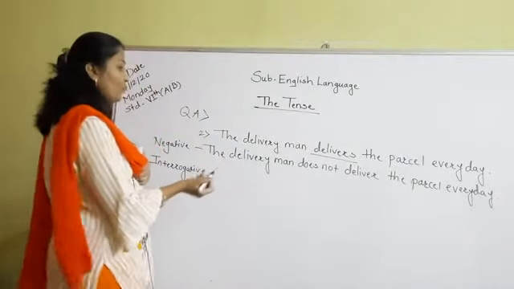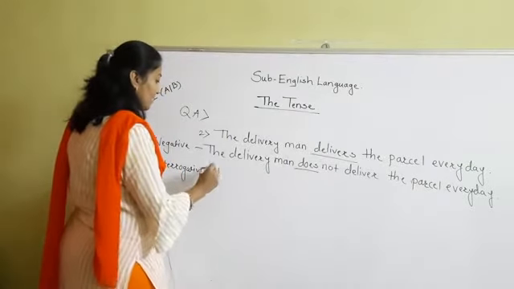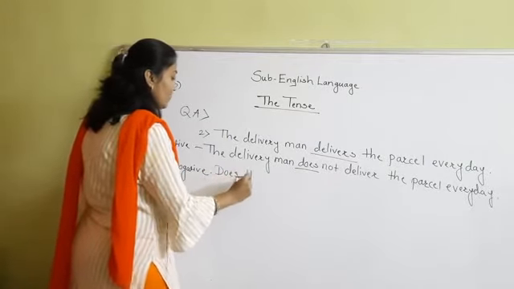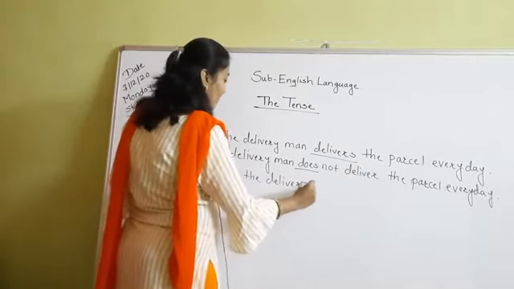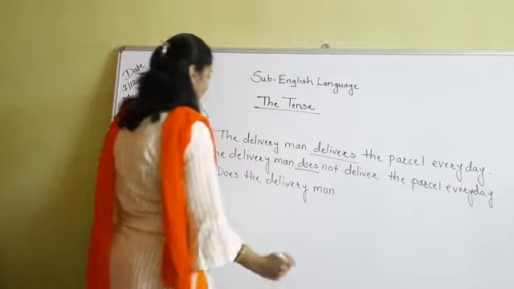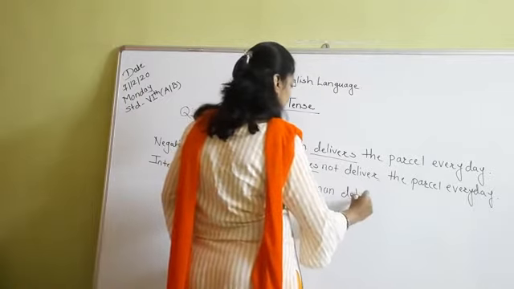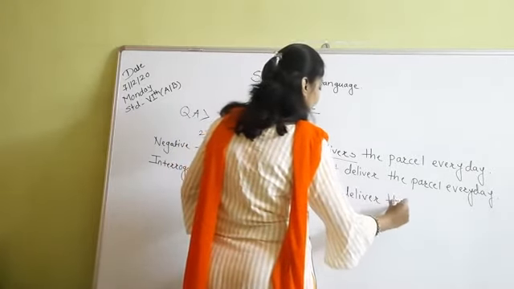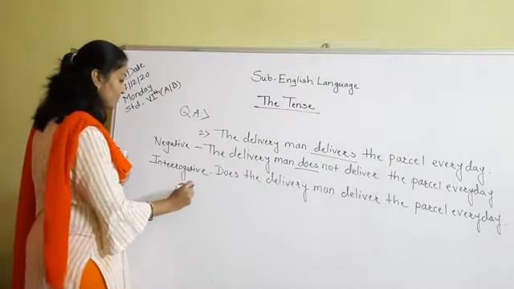Now to make the interrogative sentence we have to use the same auxiliary verb in the starting. Does the delivery man deliver the parcel every day? Like this. Now see the third sentence.